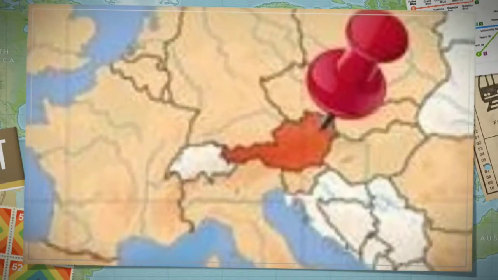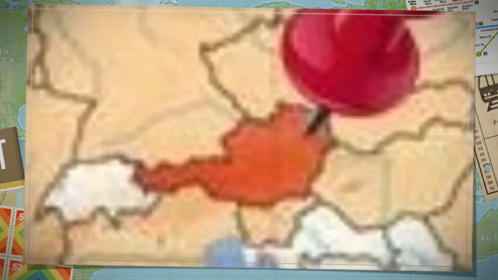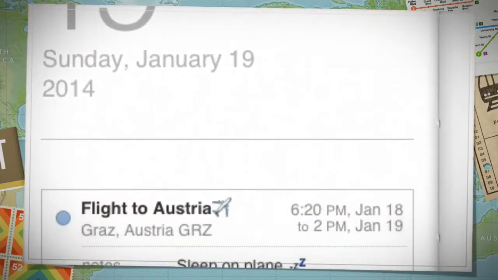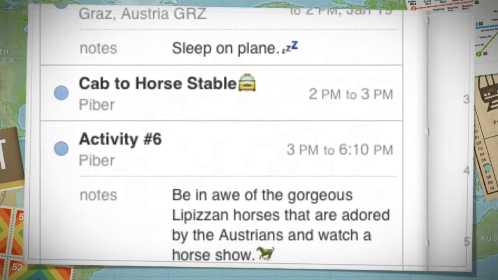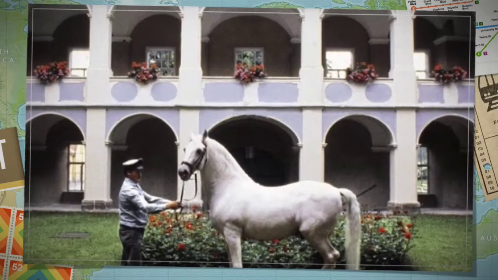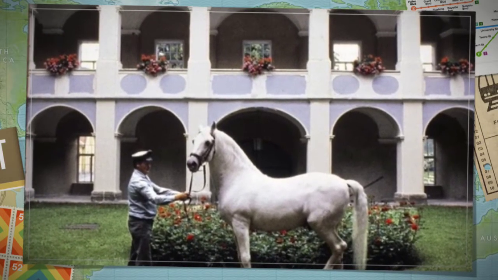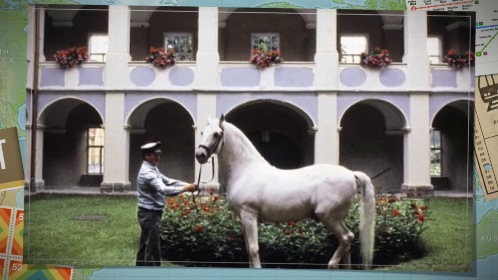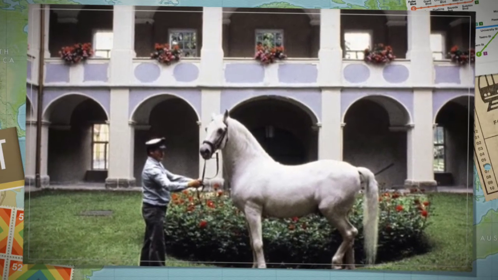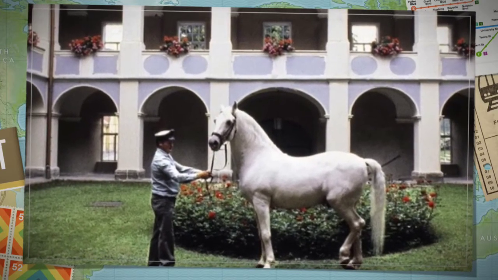Austria is a perforated state, which means it's an otherwise compact state with a large projecting extension. When the flight is over, we'll take a cab to the horse stable and perform activity 6, which is to watch the horses in a horse show. A common language here is English, and English is a lingua franca, or a language of international communication. The official language, or language used by the government, however, is German, and they speak a dialect of it, which is a local variety of a language.